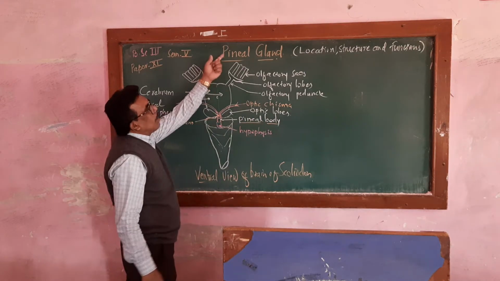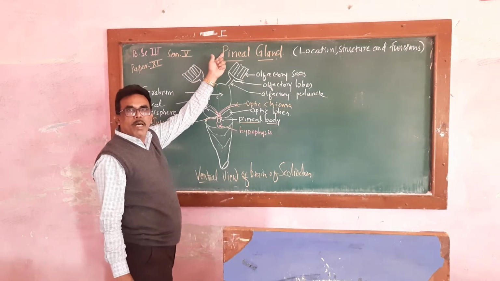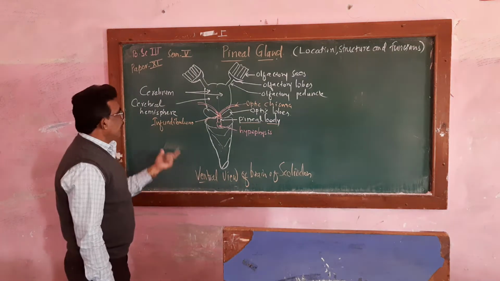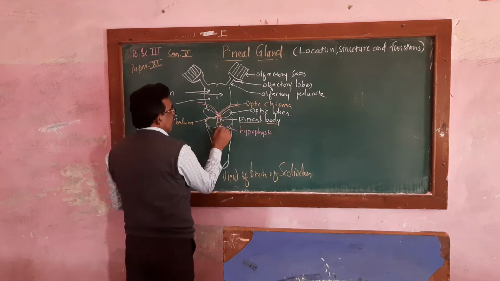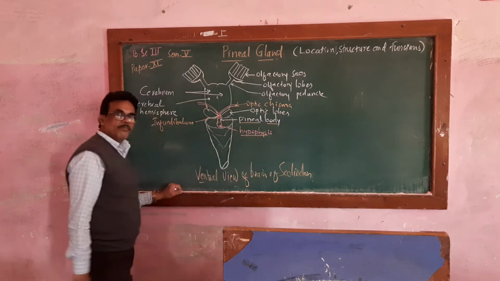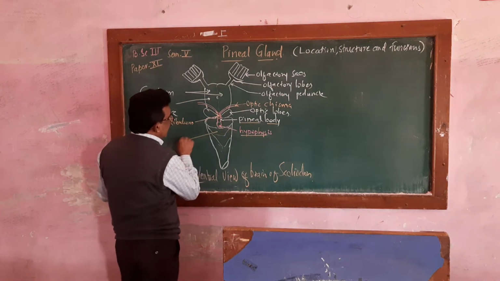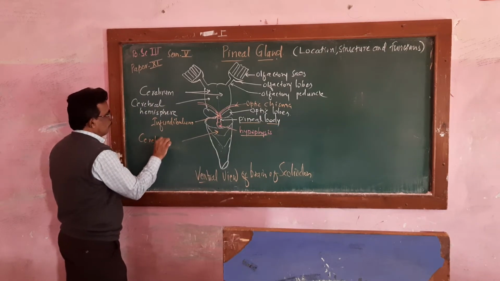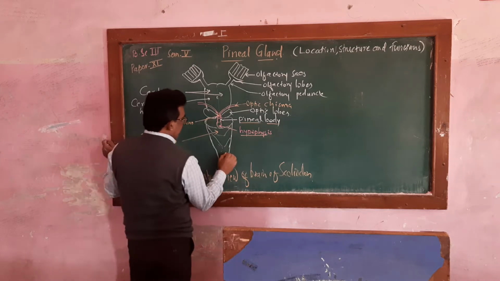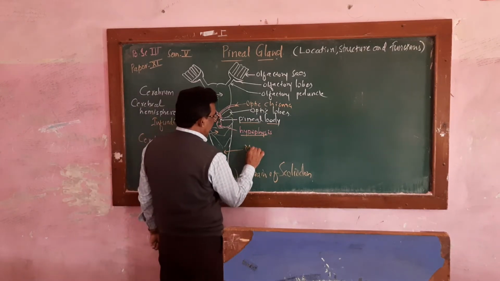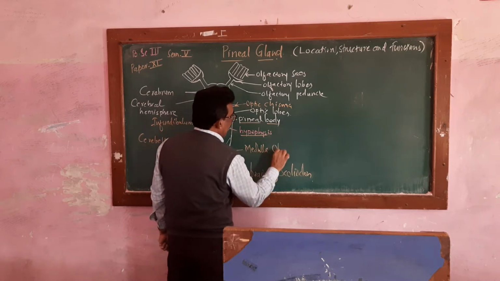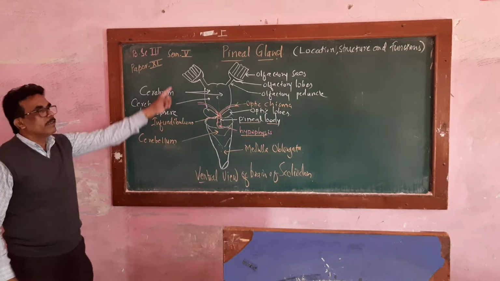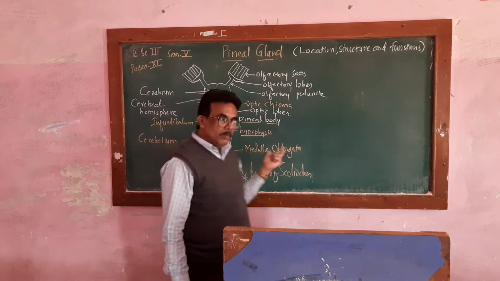So here is the location of the pineal gland in the brain, in the ventral view of the brain of any animal, that is, a human being actually. And this one is the hypophysis, that is the pituitary gland. This one is again the cerebellum, and this one is the medulla oblongata. So likewise, here are the important brain parts.